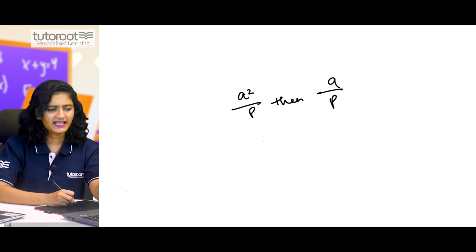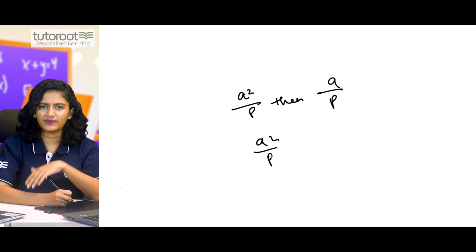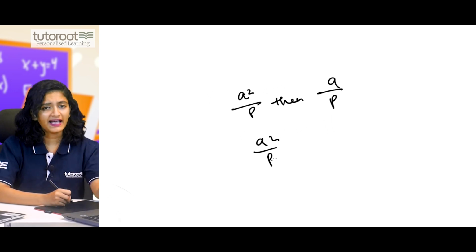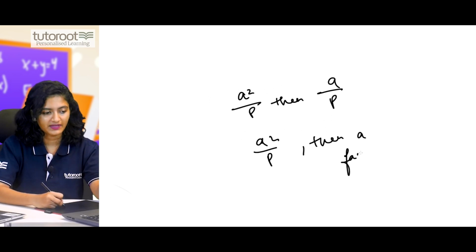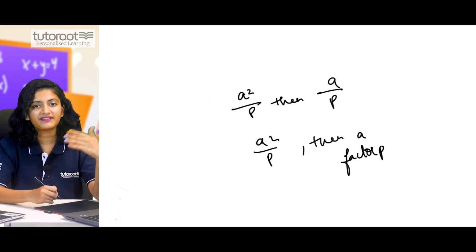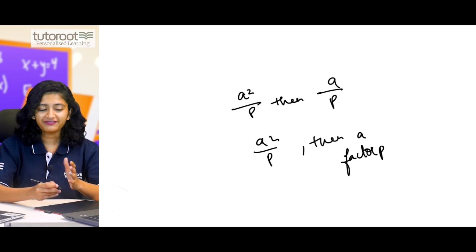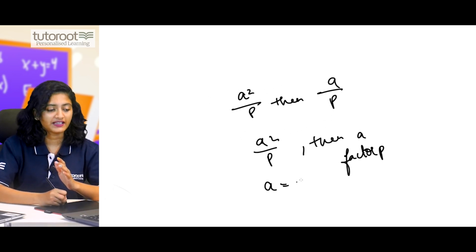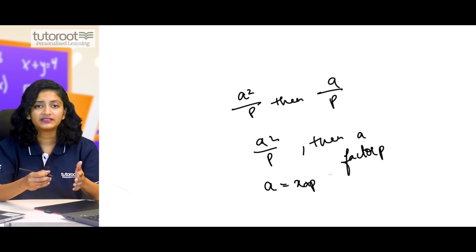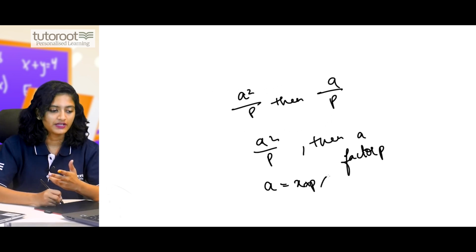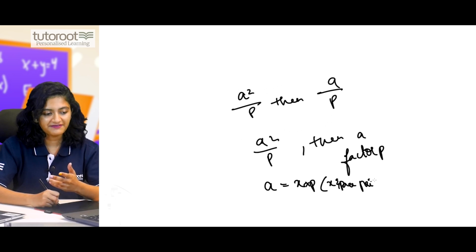Now we said that p divides a square, right? So if p has to divide a square, then a must have a factor p. Isn't that right? If p has to divide a, then it must have a factor p. From the FTA, we can say that a is equal to x into p, where x and p are prime factors. That's right. So here x and p are prime factors.